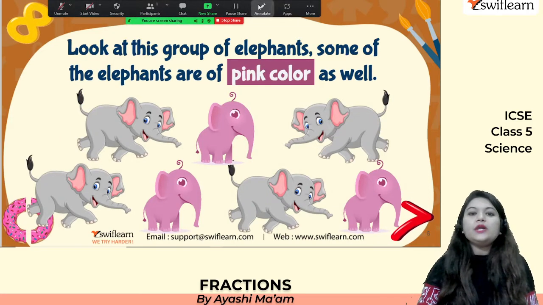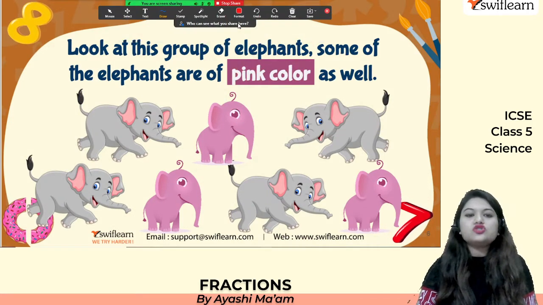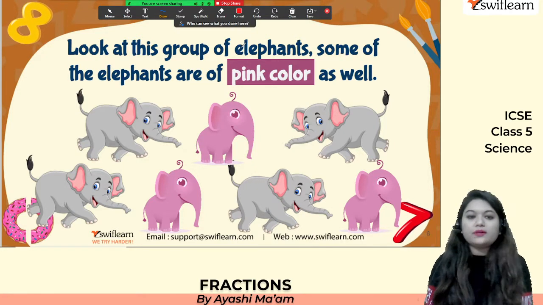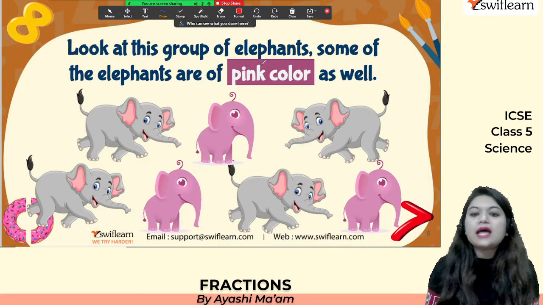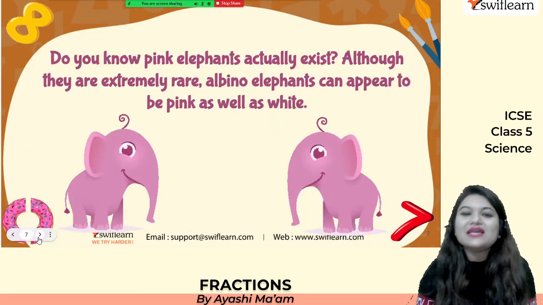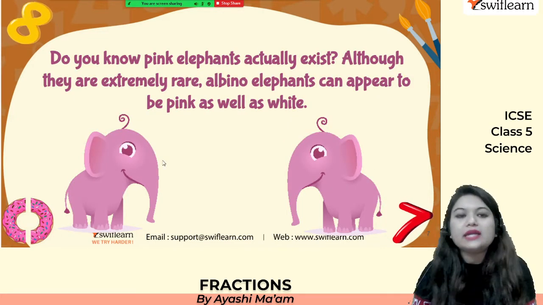Now, simply look at this example. Alright, so look at this group of elephants. Some of the elephants are of pink color, right? So you can see that some of the elephants are pink in color and some of the elephants are of gray color that we know of, right?